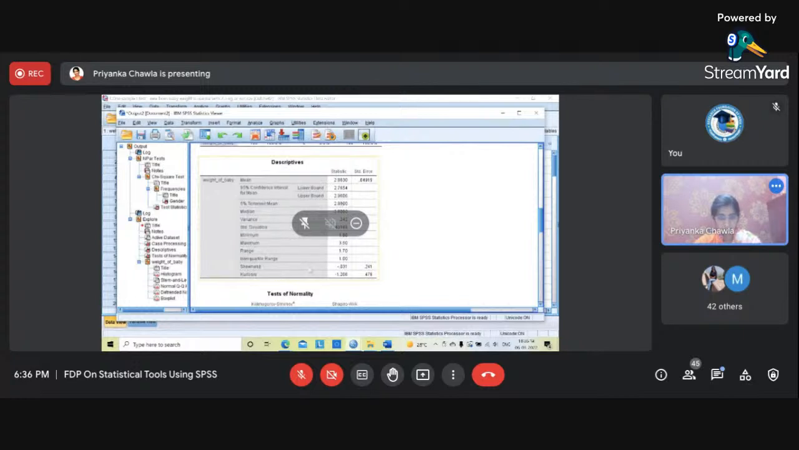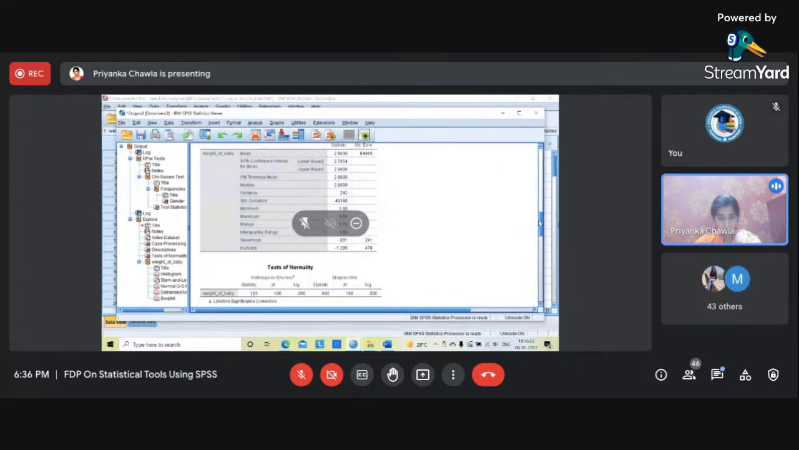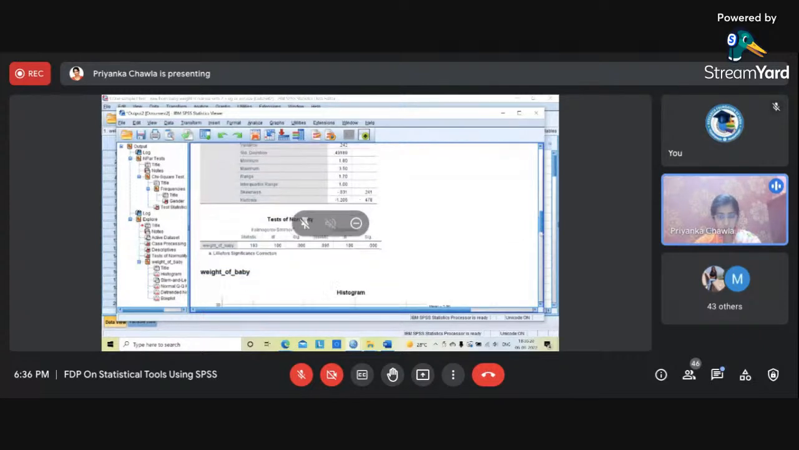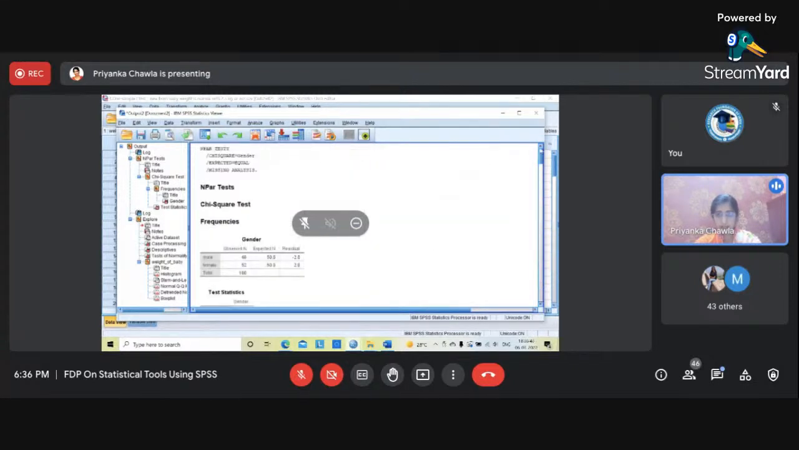Descriptive, skewness. What is the value of skewness? Between minus 1 to 1. Kurtosis is okay, it is also good, but for the test of normality, talking about the Kolmogorov-Smirnov test, it should be greater than 5%, 0.05. That means the test of normality is not satisfied. Right? Clear? If it is not satisfied, then what can we do?